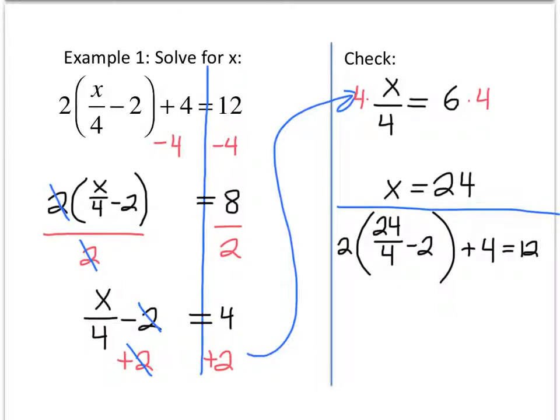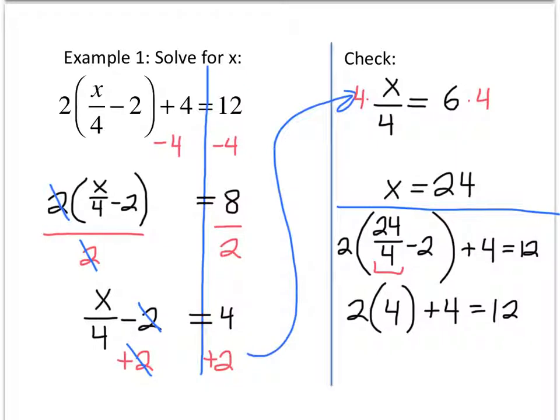So now that I'm checking, I am going to follow the order of operations. The first thing I'm going to do on the inside is the division, because now we are following order of operations. So I need to do this division here before I do the subtraction. So doing a couple steps in once, 24 divided by 4 is 6. Then minus the 2 inside the parentheses should just become 4.